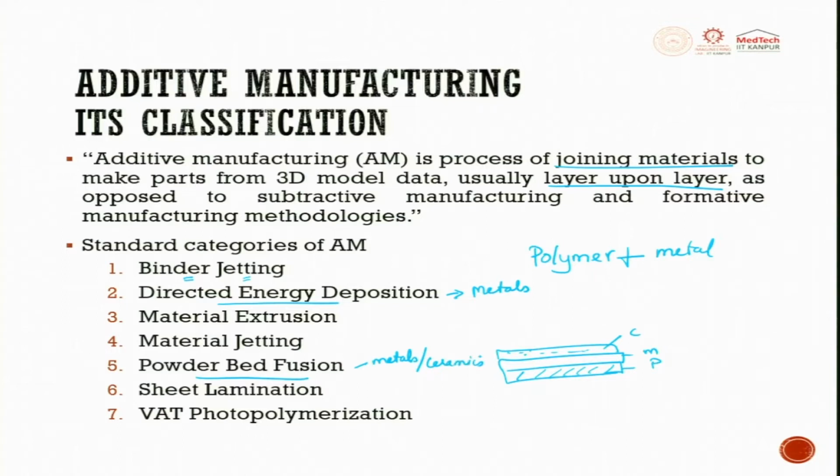It is used for metals and ceramics. So, here the powder is dropped and then we mix it with a binder, or we try to melt the powder and join the powder. So, powder bed fusion is the next classification.